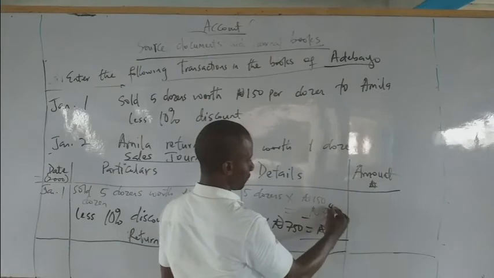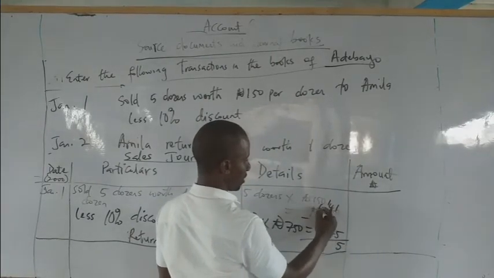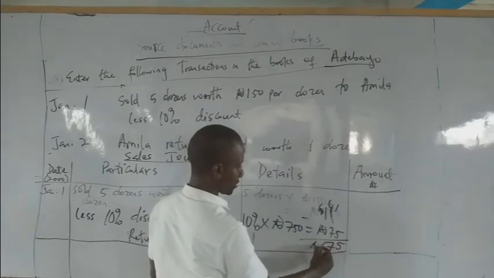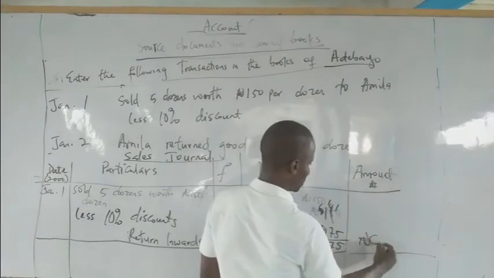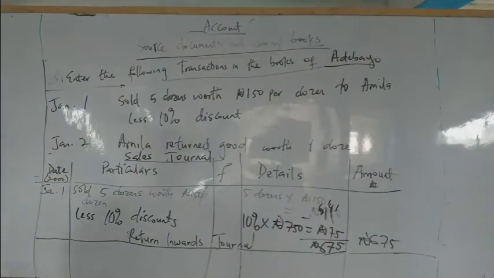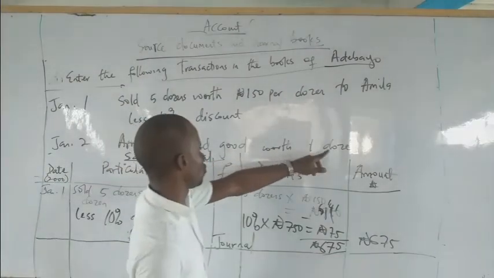Now, 75 naira, minus it from this 750 naira. How much do we have? 4 here, bring it here, 5, 6 here, put that one here, 14 minus 7, 7, then 6. So the actual amount is 675 naira. Got it? Very good.